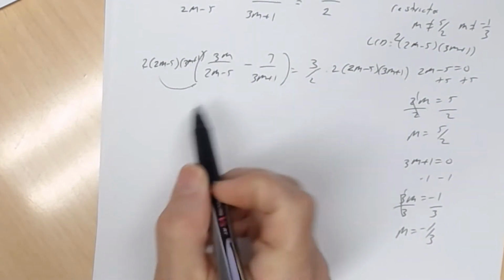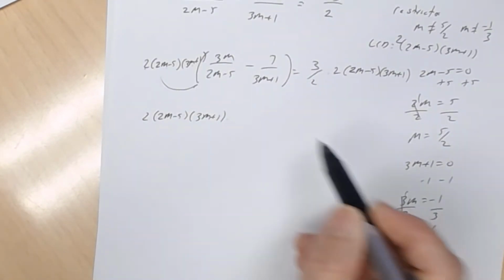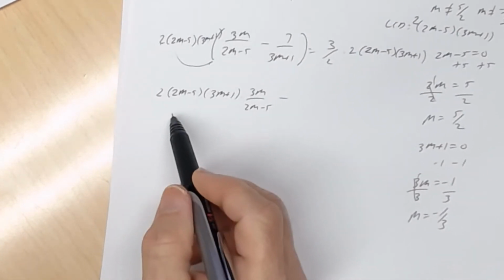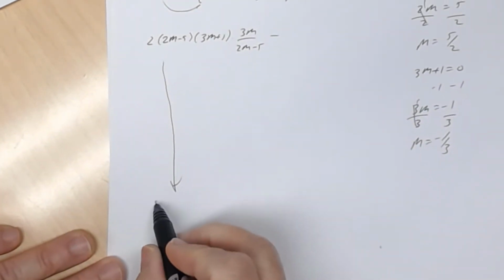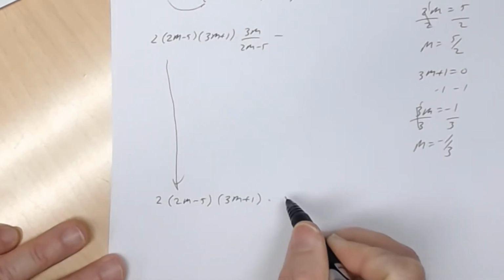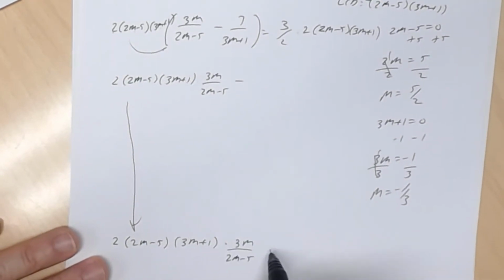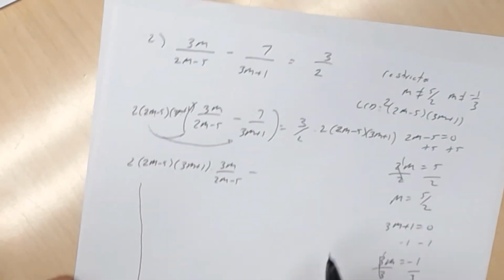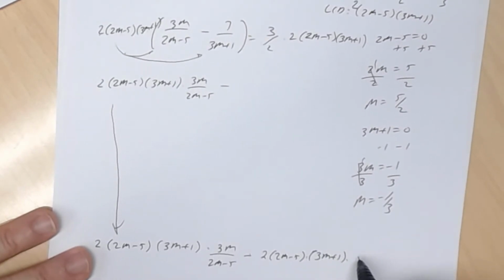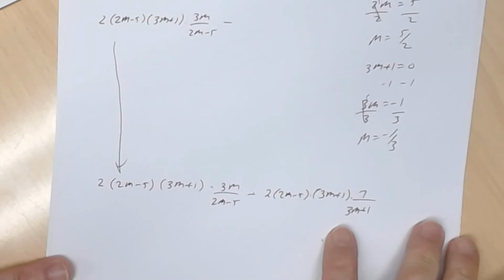Okay, so this times this. So we're going to say 2 times 2m minus 5 times 3m plus 1 times the first fraction, 3m over 2m minus 5, minus, and then the same thing, 2 times 2m minus 5 times 3m plus 1 times 7 divided by 3m plus 1. Notice how much work this becomes, so you got to be very careful.